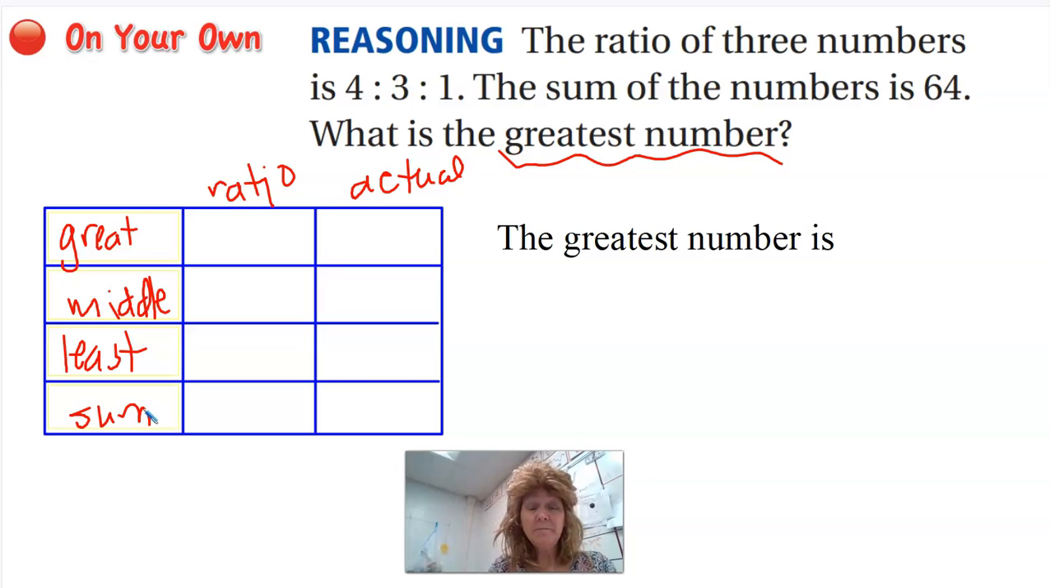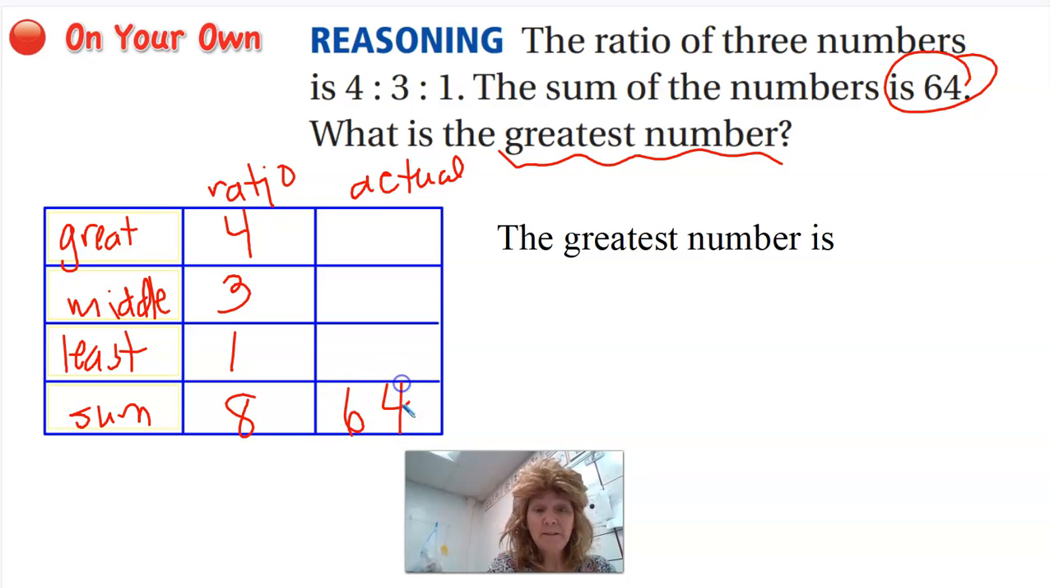Okay, pause the video. See if you can solve this problem. So I'm going to put in 4 is the biggest, right? Not that 4 is the biggest, but the ratio of the greatest number is going to be 4 to 3 to 1. And if I'm thinking about a tape diagram with all of those boxes, I would have 4 plus 3 plus 1 equals 8. And then it tells me that the actual sum is 64. So I know that's 64.